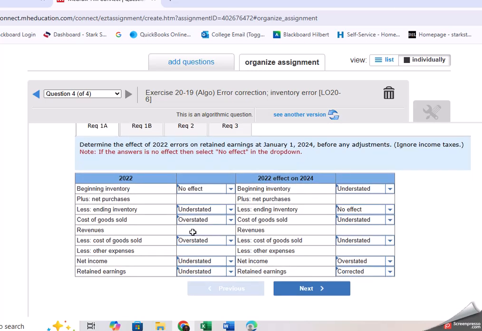Our beginning inventory had no effect, it wasn't changed. So our ending inventory is understated, which makes our cost of goods sold overstated. Then when we're plugging that into our income statement, if the cost of goods sold is overstated, our net income is understated, and our retained earnings are understated. Then that mistake is going to carry over into the beginning inventory, so it's going to be understated. And then our cost of goods sold is going to be understated, and our net income would be overstated. Now our retained earnings will have corrected itself between those 2 years.